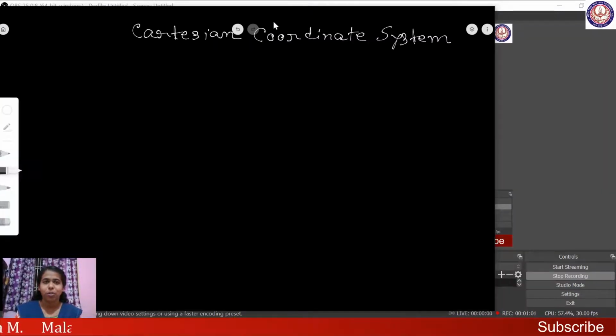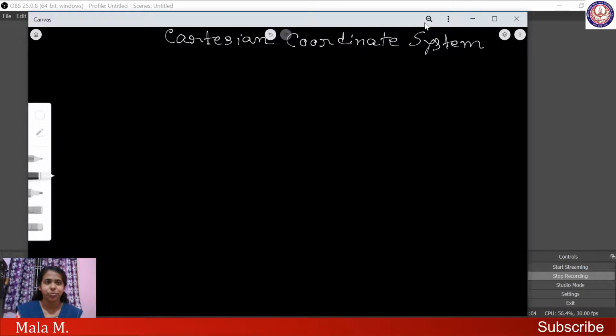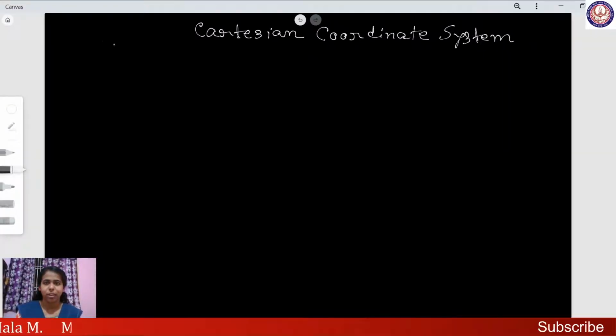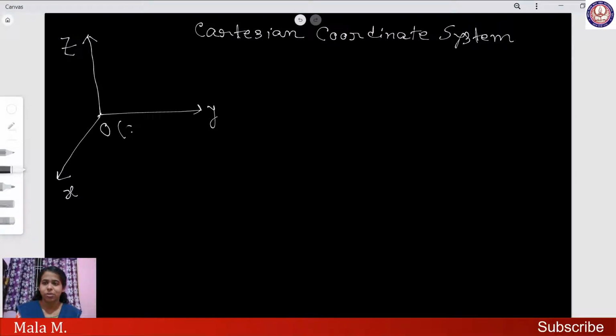So what do we mean by 3 dimensions? 3 dimensions means we have 3 coordinates. You have coordinate x, you have coordinate y, you have coordinate z, and this is the origin. So origin means 0, 0, 0. Now we can define this coordinate system as a reference frame.